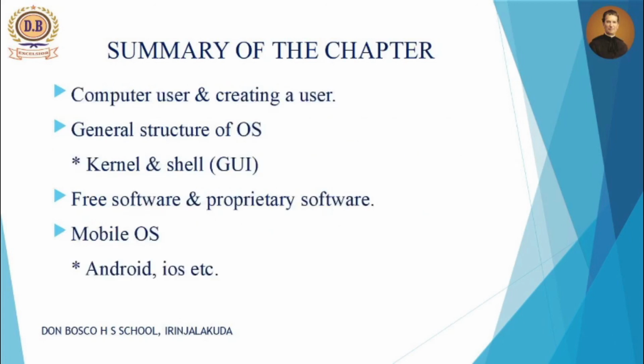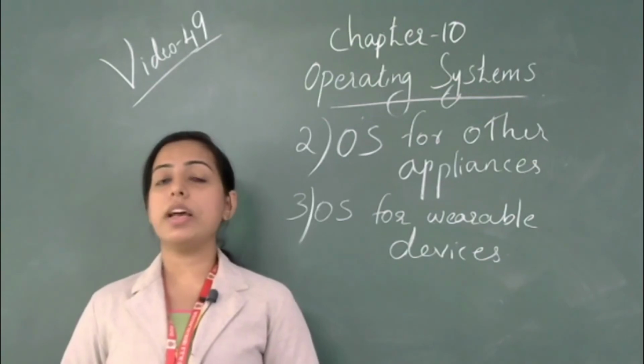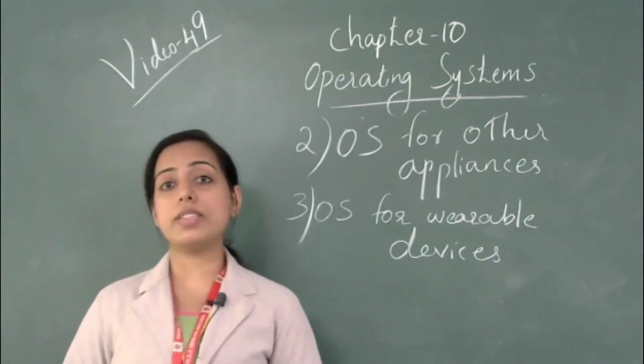These were previous class topics, and in today's class we discussed the computer user and creating a user, and then the general structure of an operating system, kernel and shell, then free and proprietary operating systems, then some examples of free and proprietary systems, then the last topic, mobile OS, for example Android, iOS, etc., and some wearable devices. So these are the chapter 10 topics. So that's all for today. We can revise these chapters and discuss the previous question papers.